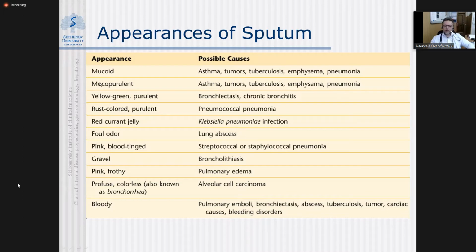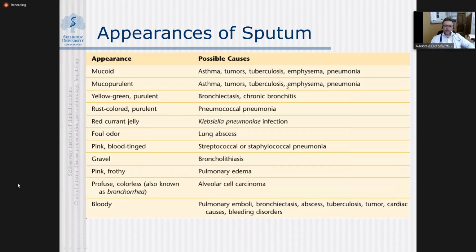Mucopurulent is not a pure type of sputum. It's a mixture of mucoid, that is the over-secretion of bronchial epithelium, and the presence of pus, which means that there is severe exudation into the bronchial lumen and destruction of WBCs, of leukocytes, in the mucosa, in the mucous layer, or into the lumen of the bronchus.